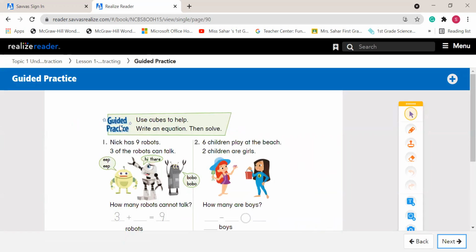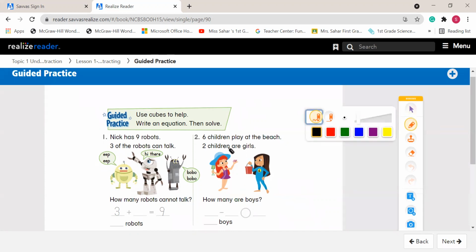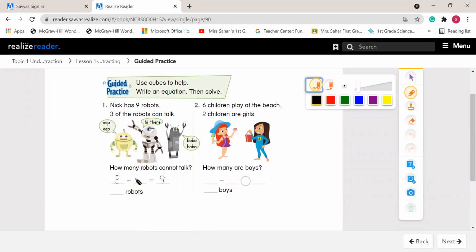All right. Go to page 34. Use cubes to help write an equation, then solve. Number 1, Nick has 9 robots. 3 of the robots can talk. And you see that 3 of them can say something. How many robots can talk? So total, the 9, here's the total. One part I know, 3. So now I'm looking for a number that, if I add it to that 3, I will have the total, which is 9. So I know 3 plus, very good, 3 plus 6 equals 9.